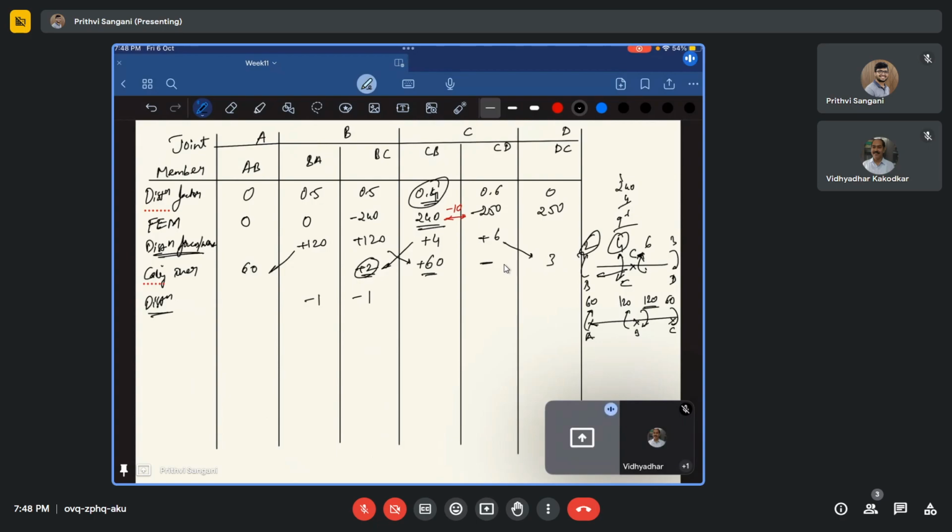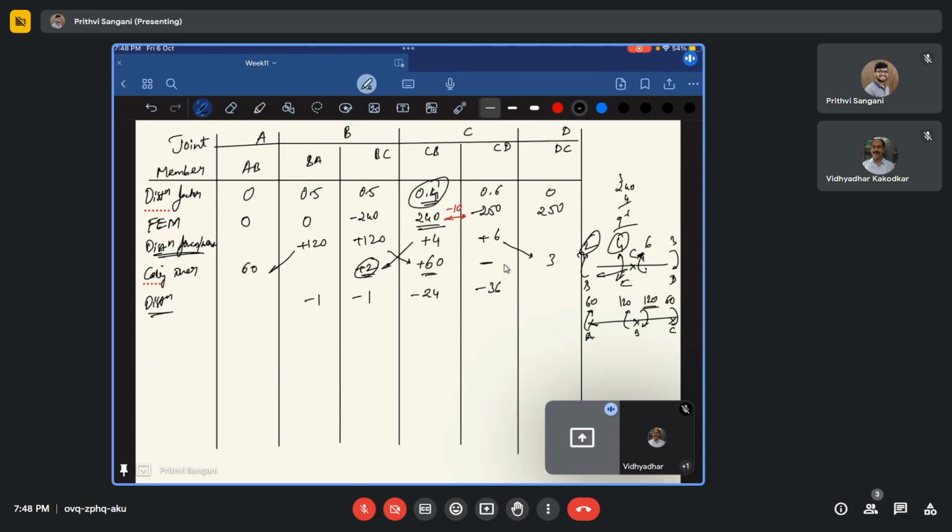So if I apply minus 60 at joint C, the CB will have a share of 40% of it. So 60 times 40... so 60%, right? So 40%. So 40% is 0.4 times 60, it's 24. But this is minus. And here you have minus 36.